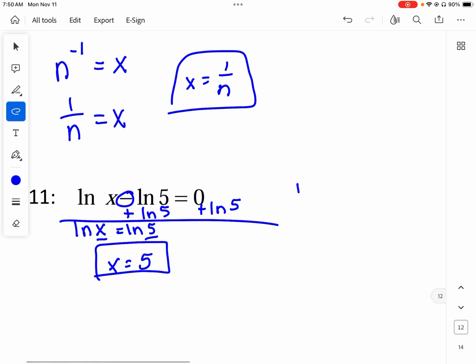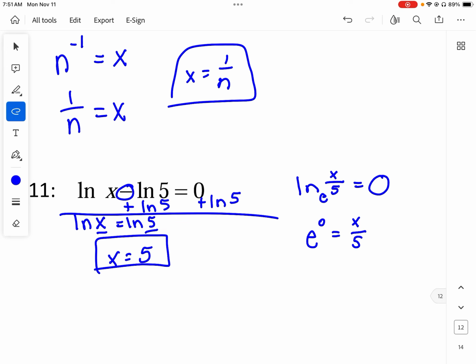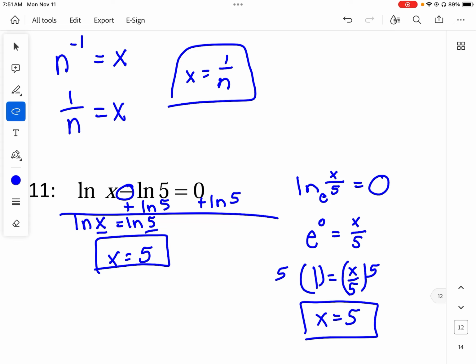What I was trying to say earlier is since these are both ln, I could have done it like this, knowing that rule, that whenever you're subtracting, you can divide. So then this would be e, because this is base e, to the 0 equals x over 5. Well, e to the 0 is 1, so 1 equals x over 5. Solve this, so multiply by 5 on both sides. So x equals 5. 2 different ways of doing it.